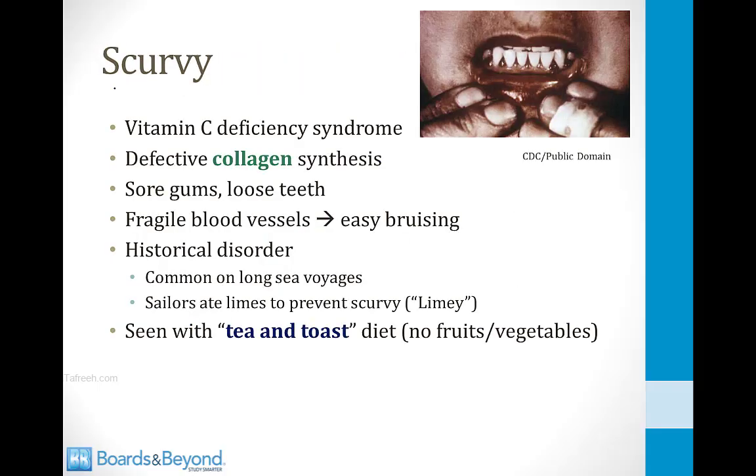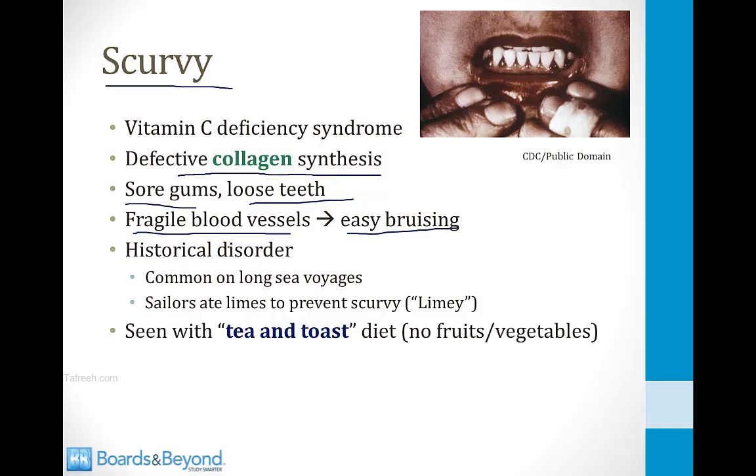The clinical syndrome that develops if you're deficient in vitamin C is called scurvy, and the symptoms are due to defective collagen synthesis. Patients with scurvy develop sore gums and loose teeth. Their teeth can fall out. They have fragile blood vessels from lack of collagen, and this can lead to easy bruising.